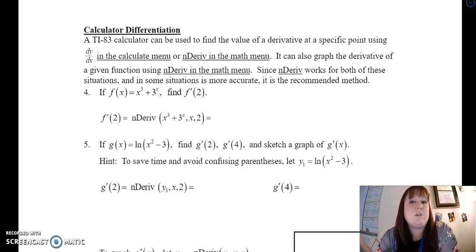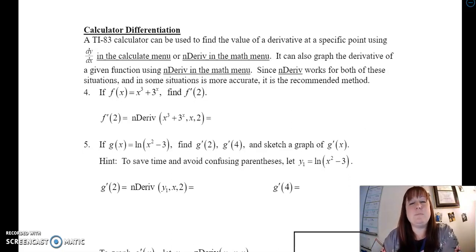The only thing that the calculator can do is it can find the derivative at one point, or it can graph the derivative. But if I put in a function, it can't spit out the derivative for me. It can't just spit out the function that is the derivative. It will graph it for me, or it will tell me the value at a specific point. So it'll tell me the slope of the line at a very specific point. But here's how you do it. There's two different ways actually to do it.